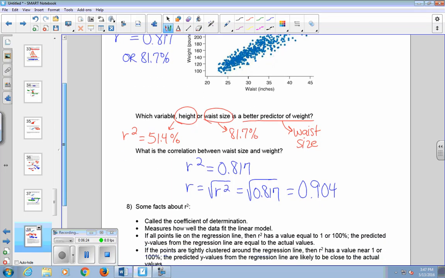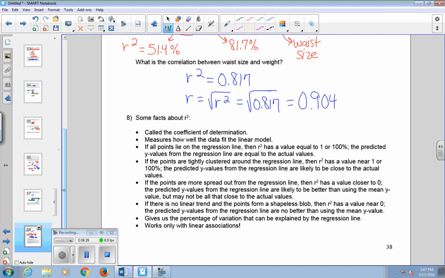And so we're going to finish up with some facts about the r squared value. In its name, it's called the coefficient of determination. It measures how well the data fit the linear model. If all points lie on the regression line, then r squared has a value equal to 1 or 100%. This means the predicted y values from your regression line are equal to the actual values. Your predictions are perfect. If the points are tightly clustered around the regression line, then r squared has a value near 1 or 100%. This means the predicted y values from the regression line are likely to be close to the actual values.